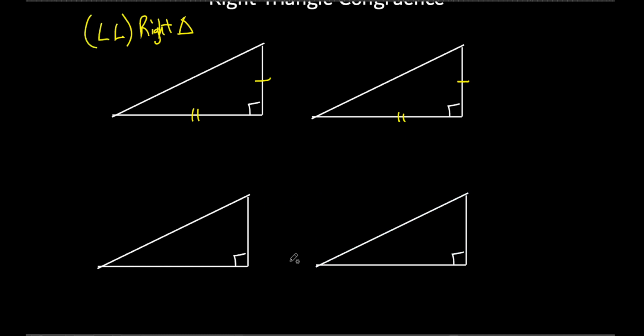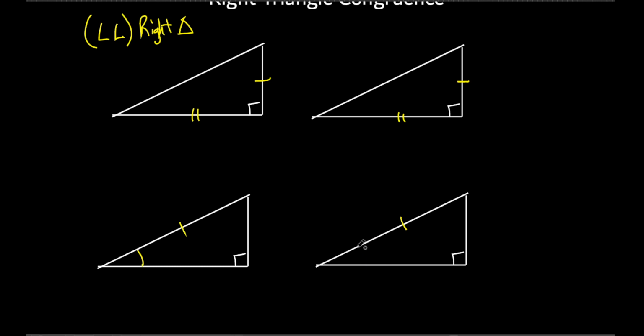All right, now here's something else they give you. Again, they tell you that you have two right triangles, and this time they tell you that this and this are equal. So what are these two sides called? The hypotenuse, all right? And they could give you something else. They could give you that this angle is equal to this angle right here.